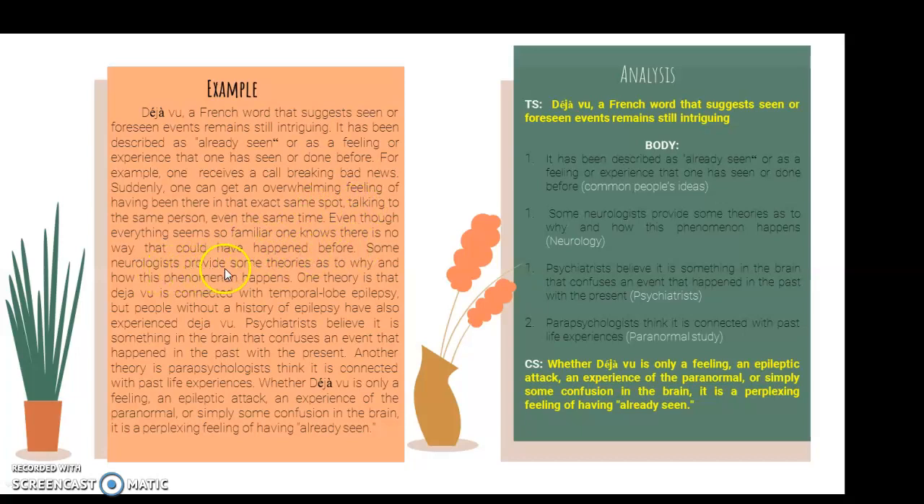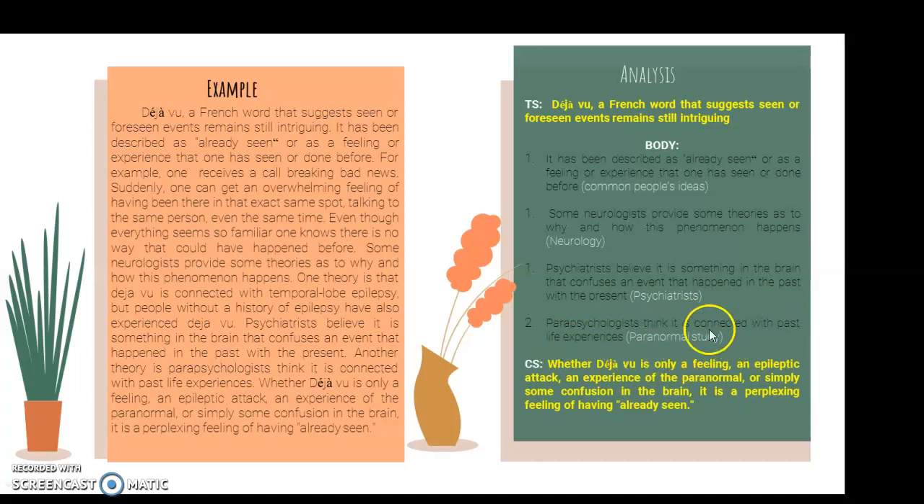Some neurologists provide some theories as to why and how this phenomenon happens. Then I back up this idea as well, and then I provide an example about epilepsy. Then I say that psychiatrists believe it is something in the brain that confuses an event that happened in the past with the present. That is the point of view from psychiatrists.